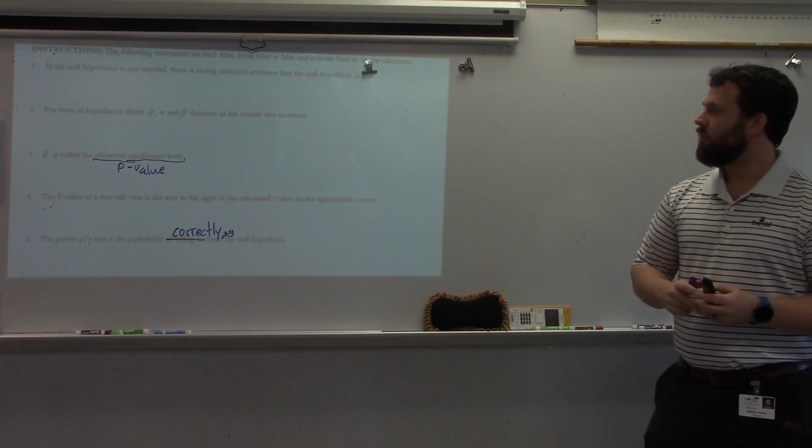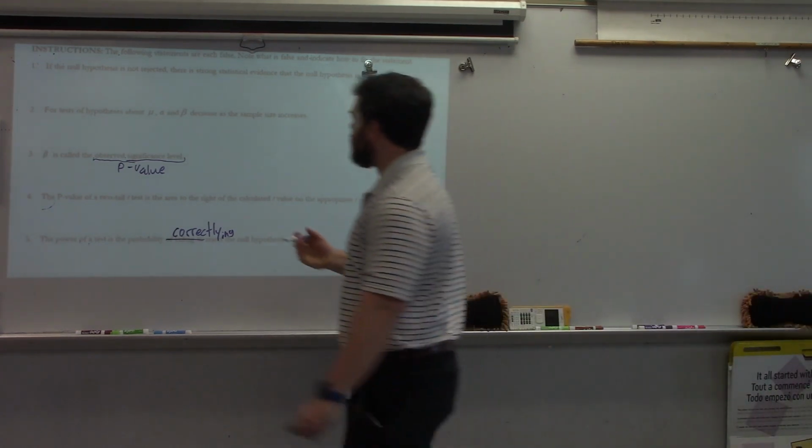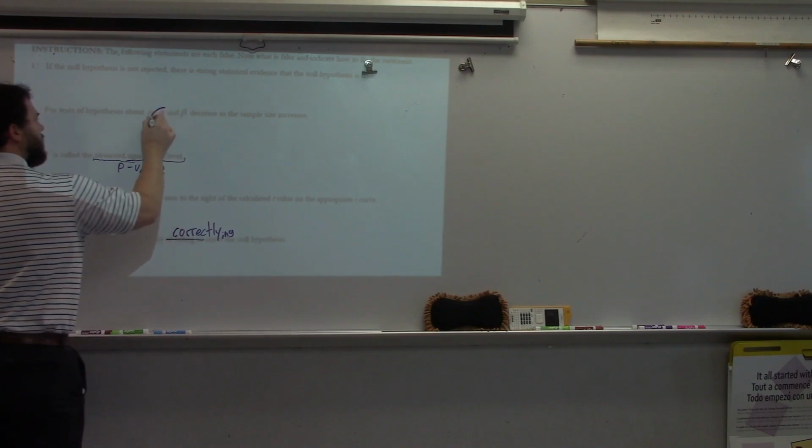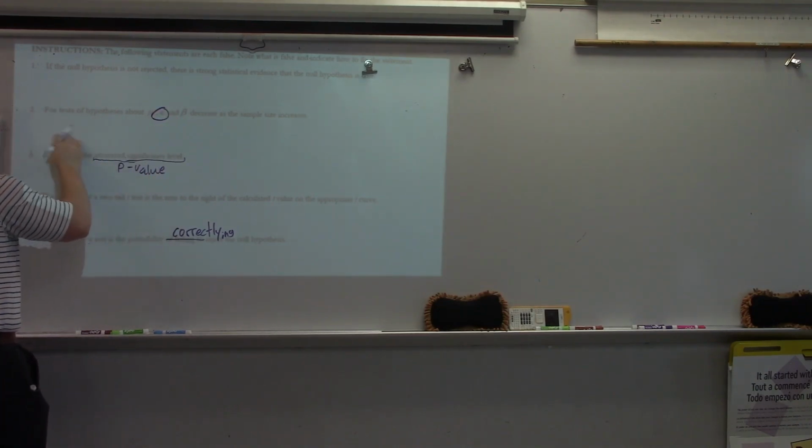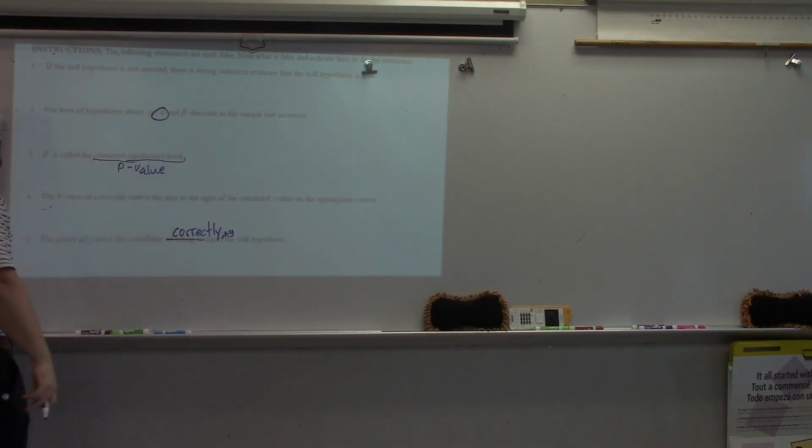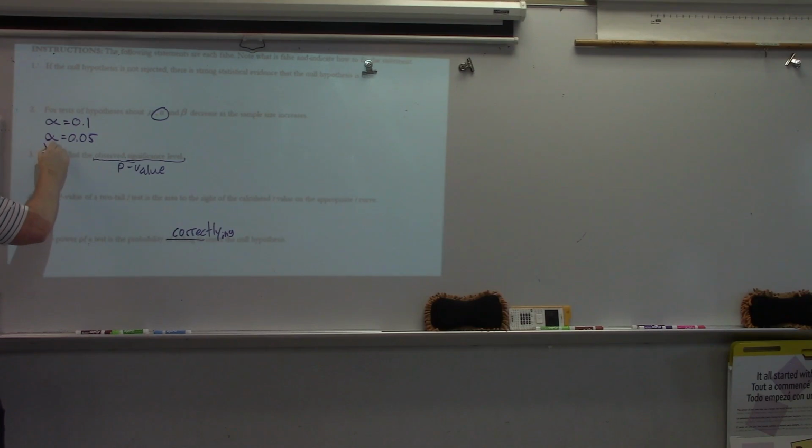So, Aaliyah, you nailed this one. How does the sample size affect alpha? It doesn't. At the very beginning of the test, you set what the alpha is. The alpha is not affected by sample size. Not at all. Either alpha is 0.1 or alpha is 0.05. You set it, it's not determined by n.